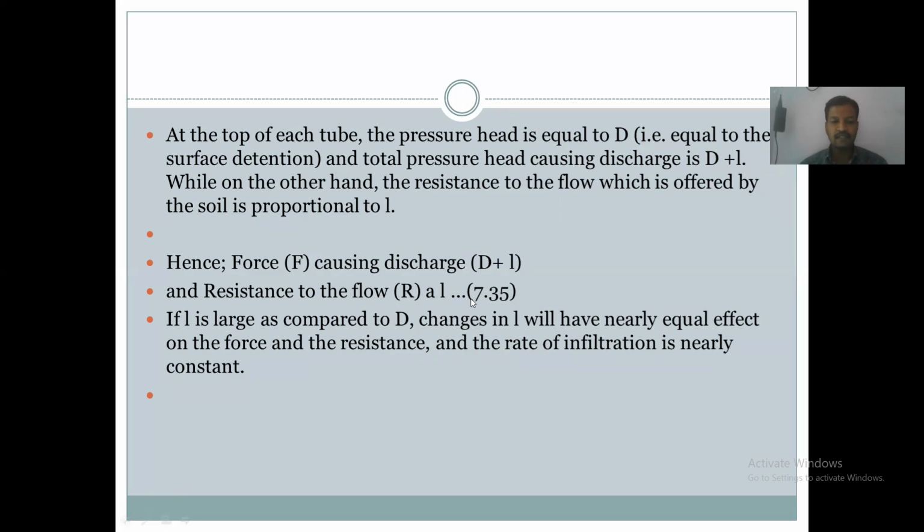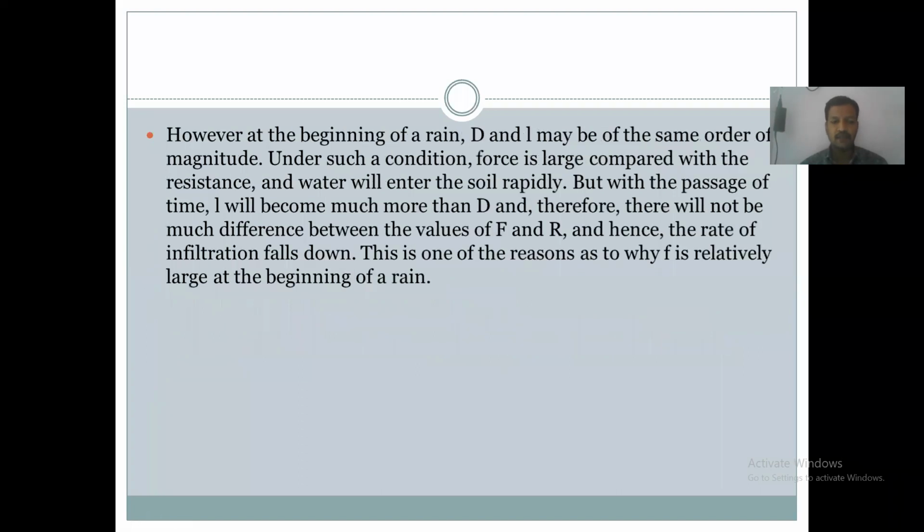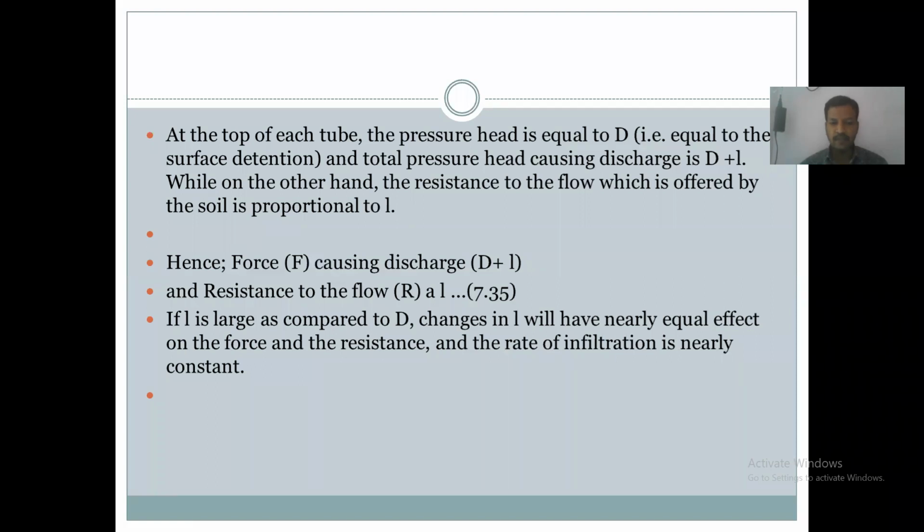So L is large as compared to D. The length of that layer of the soil will be large as compared to capital D. So changes in the length will have nearly equal effect on the force and resistance, and the rate of infiltration is nearly constant.